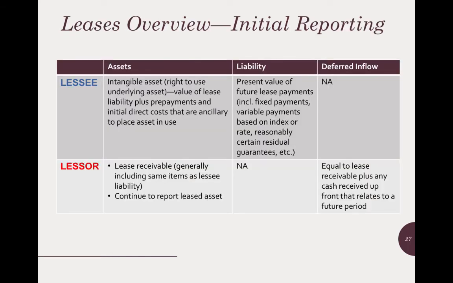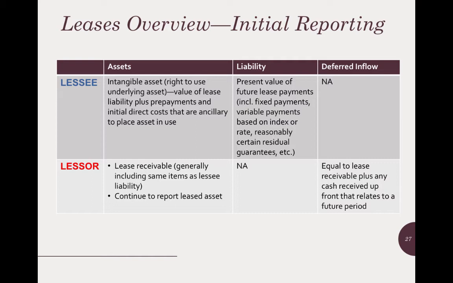So let's look at what Statement 87 then requires for all other leases. For the lessee, initially, when the lease contract is first put into place, the lessee is going to report a capital asset. It's going to be an intangible asset that represents the right to use the underlying asset that has been leased. It should be valued equal to the lease liability plus any prepayments that were made and any initial direct costs that are ancillary to placing the asset in use.